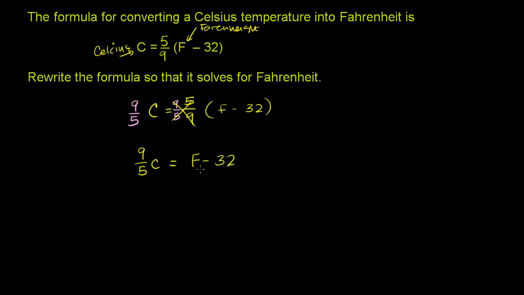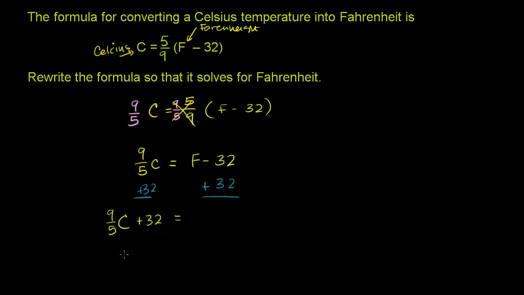Now, we want to solve for the Fahrenheit temperature. So let's see if we can get rid of this 32 from the right-hand side. The easiest way I know how to do that is to add 32 to both sides of this equation. The left-hand side now becomes 9/5 times the Celsius temperature plus 32.